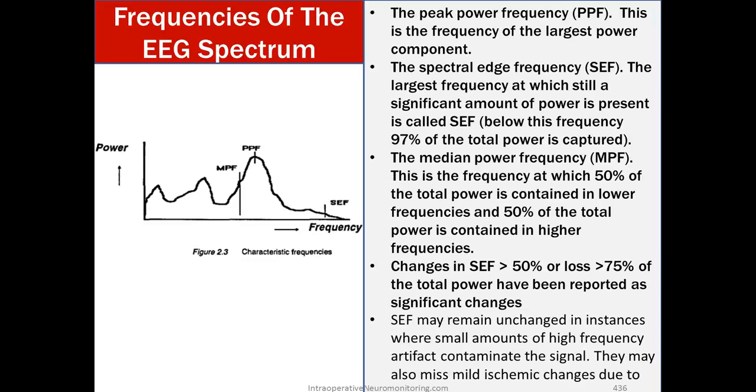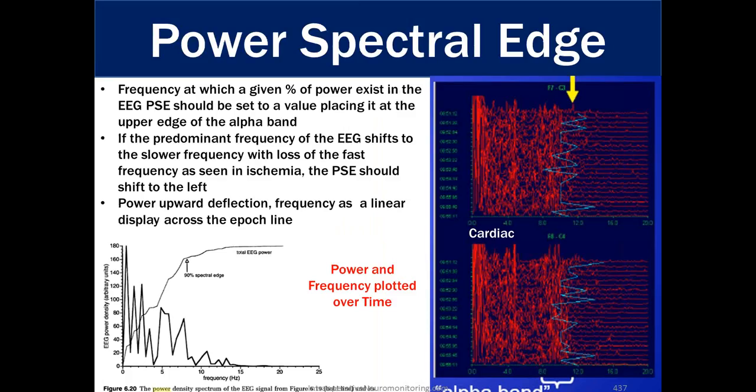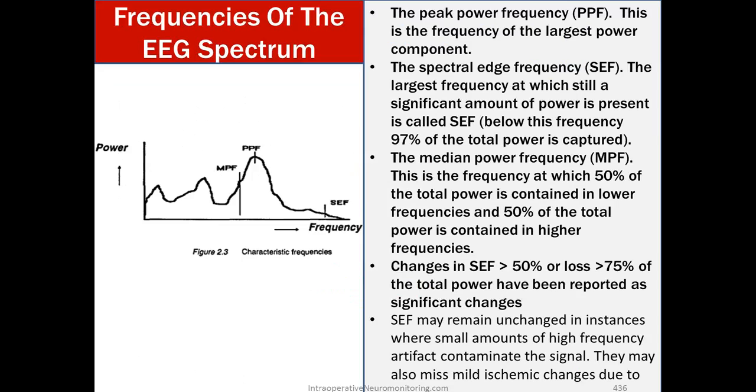Changes in spectral edge frequency greater than 50% or a loss greater than 75% of the total power have been reported as significant changes. Spectral edge frequency may remain unchanged in instances where small amounts of high frequency artifact contaminate the signal. They may also miss mild ischemic changes due to that calculation, the squaring of the power that I spoke of before.